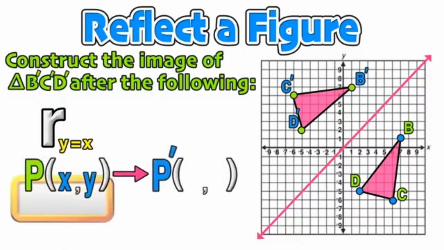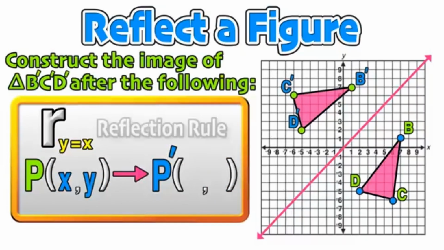This relationship applies to any reflection over the line y equals x. When you have a point P with coordinates x, y, the x and y coordinate values are switched. The y coordinate value comes first and the x coordinate value comes second. The signs do not change.